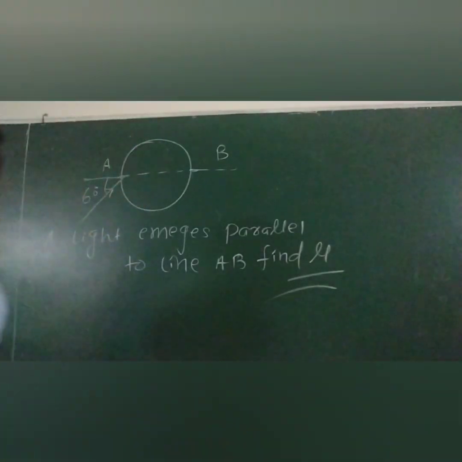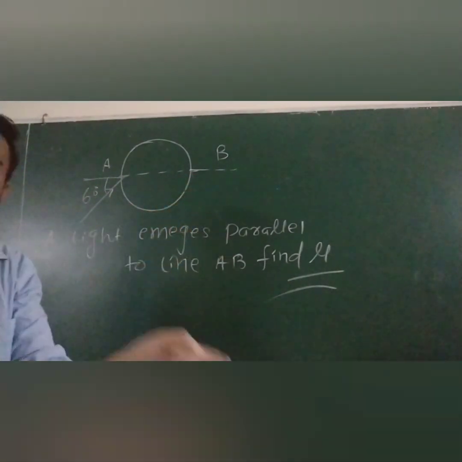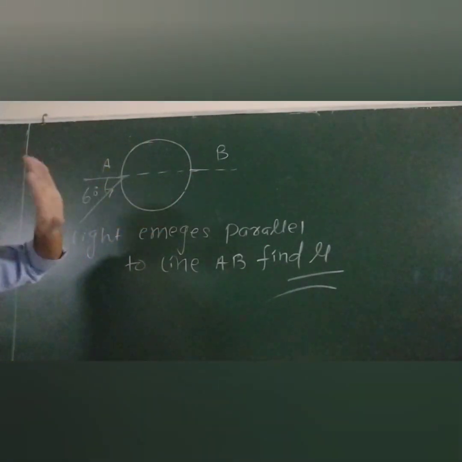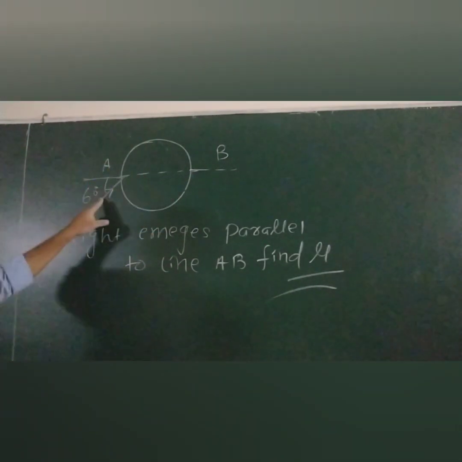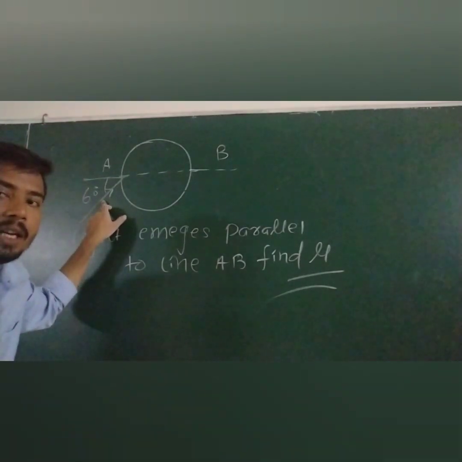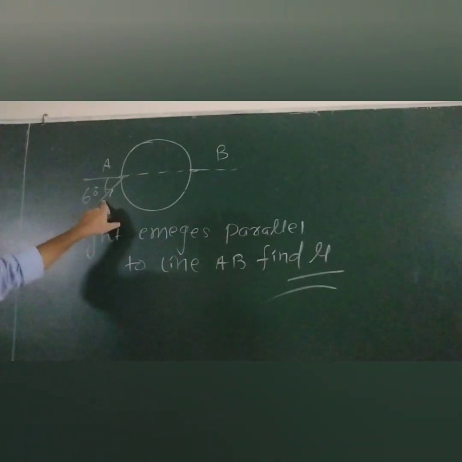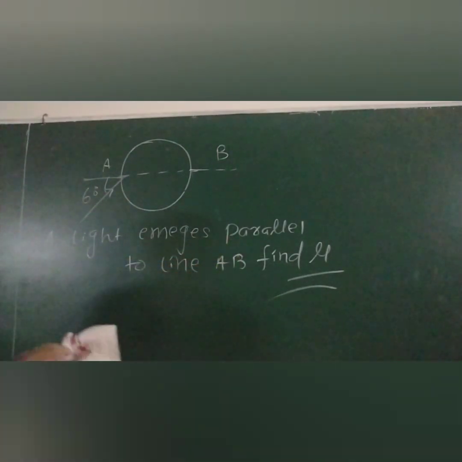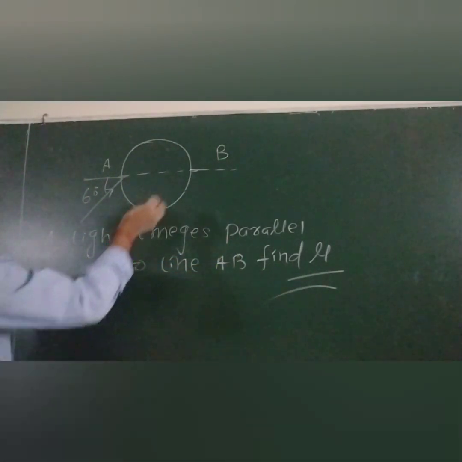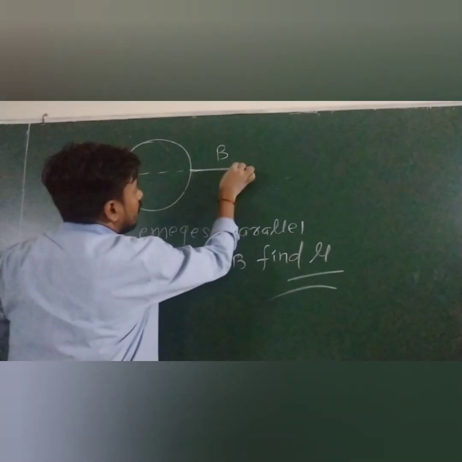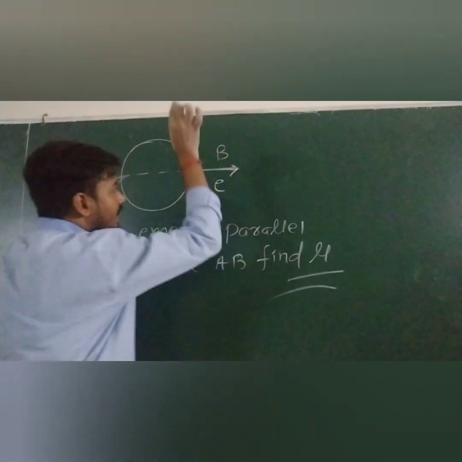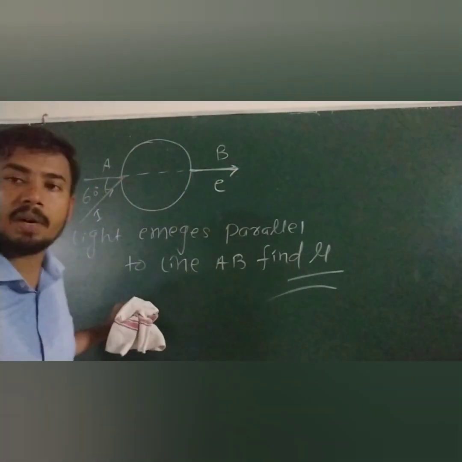Now see, we are going to discuss one numerical based on the same formula we have discussed. This is one sphere. Here one ray is coming at an angle of 60 degrees. So the incident angle, alpha, becomes 60 degrees. Question: the light emerges parallel to line AB. It means right now this ray will emerge like this. This is the incident ray I, and this is the emergent ray E.